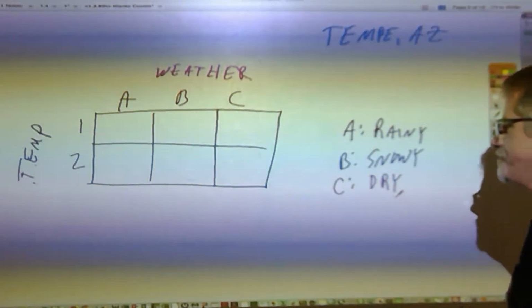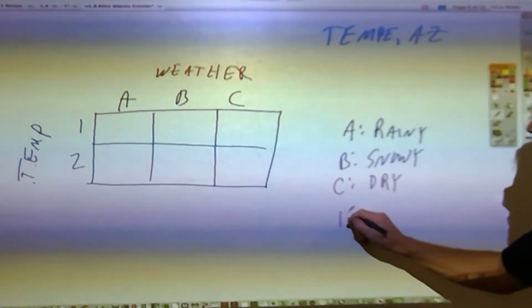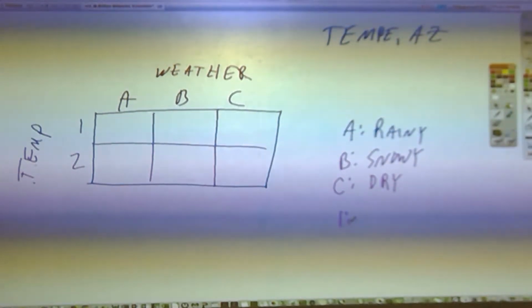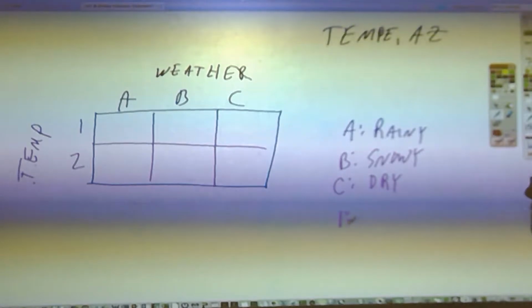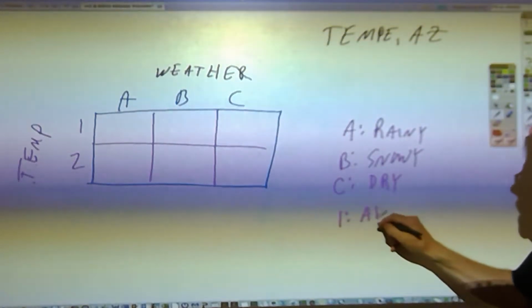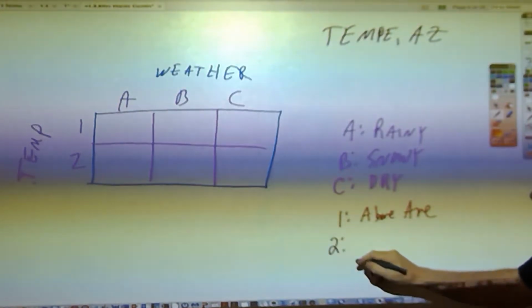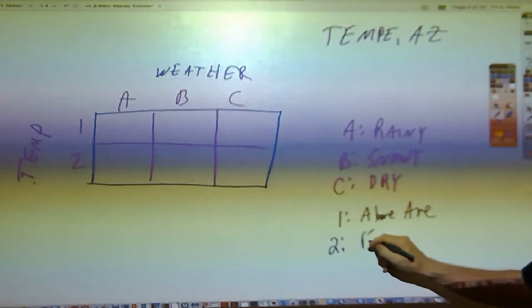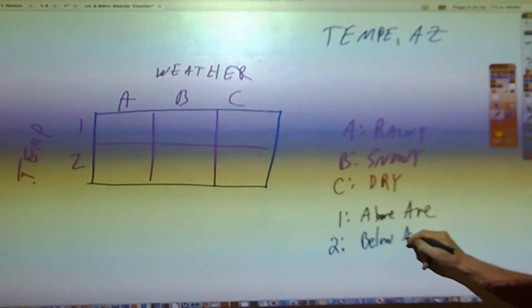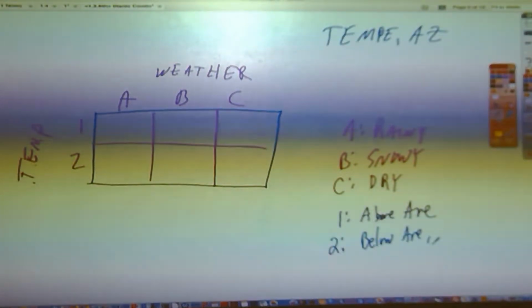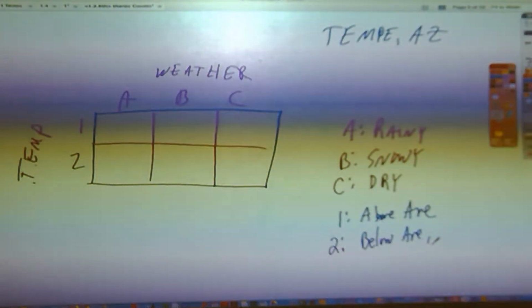Okay, and then for the categories of temperature, every day the temperature is either above the historical average, above average, or the average temperature for the day is below average. It's a below average temperature. Yes, average is used twice in that concept.